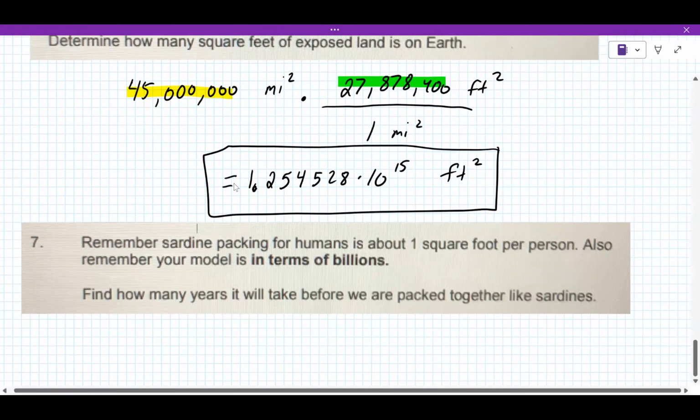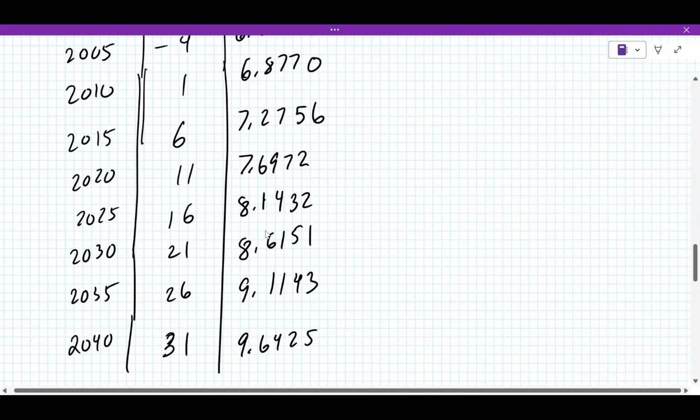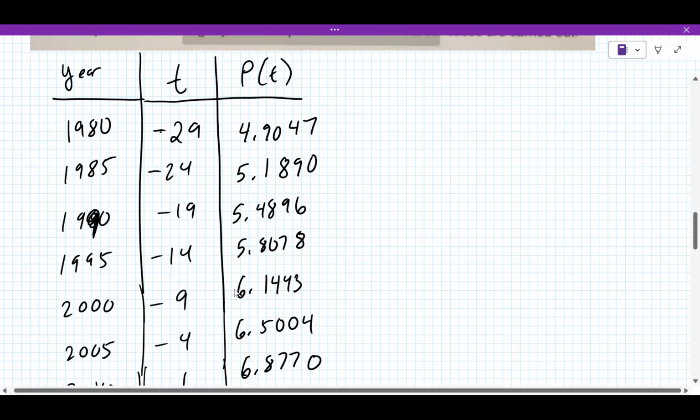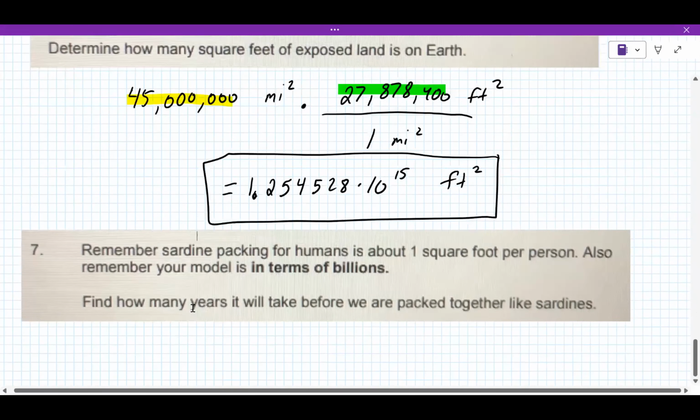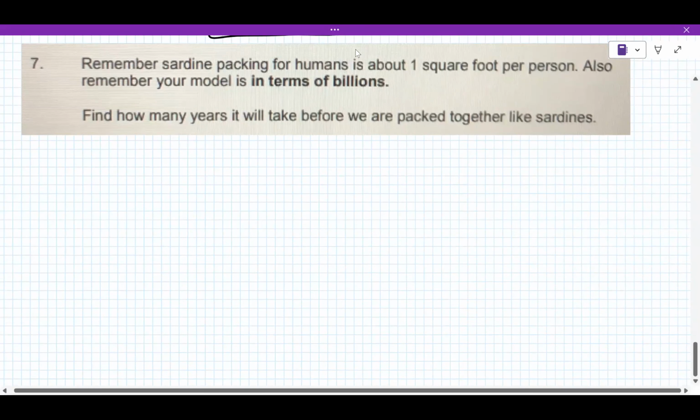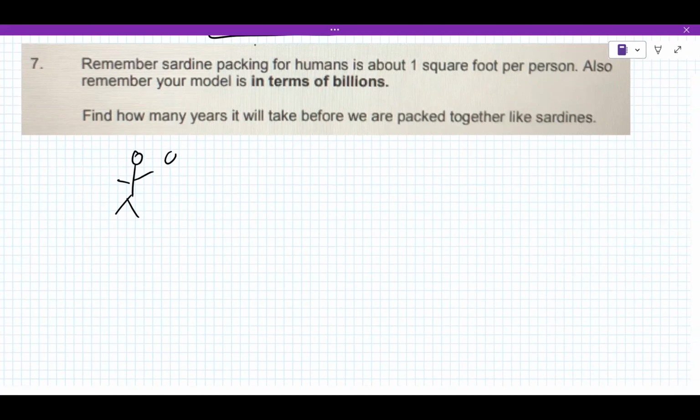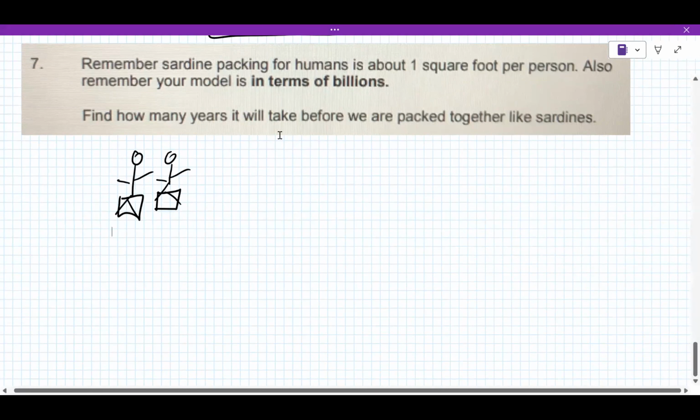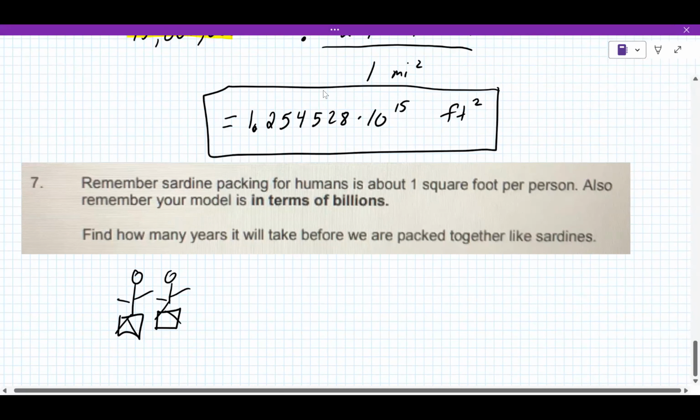Okay, now the next part is the interaction between the answer from 6 and the answer from this one here. So we're looking at a situation. It says remember, sardine packing for humans is about 1 square foot per person. So they're saying, imagine everyone was standing next to each other. You take up 1 square foot when you're standing there. And so they're asking, how many years until we get to this point?